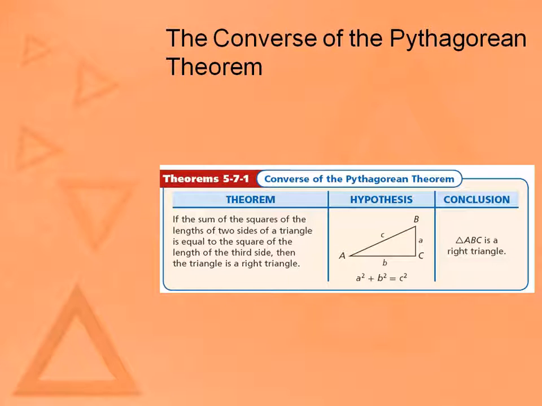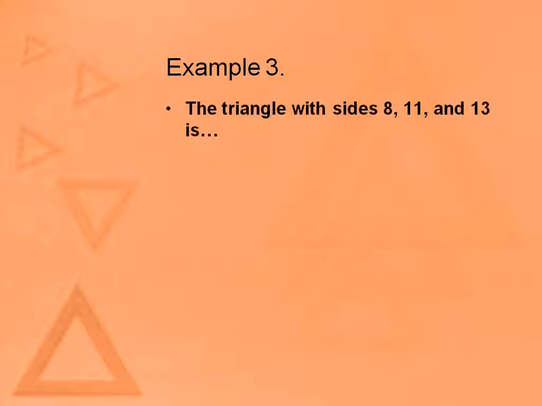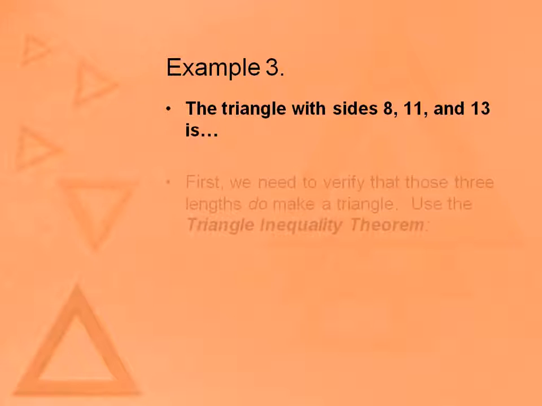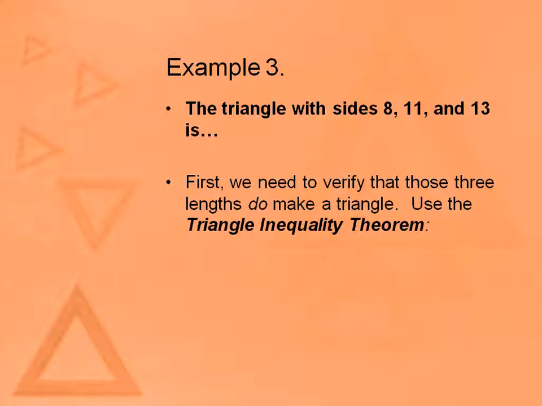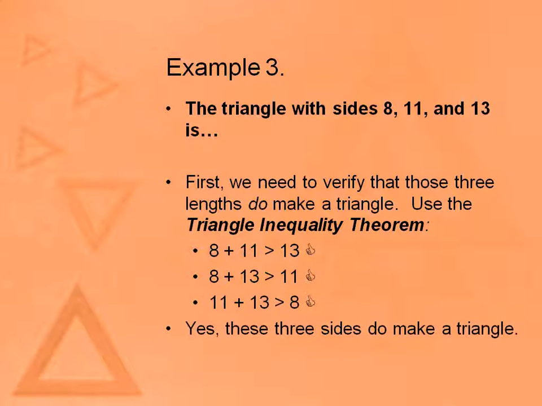Let's test this out. Let's say that I've got a triangle and the sides are 8 and 11 and 13. Well, first, just to make sure I'm not tricking you, let's make sure that these numbers actually make a triangle in the first place. Let's use the triangle inequality theorem and check that the sides work. Look in your notes for the triangle inequality theorem if you don't remember. In fact, it is true. These three sides do make a triangle.